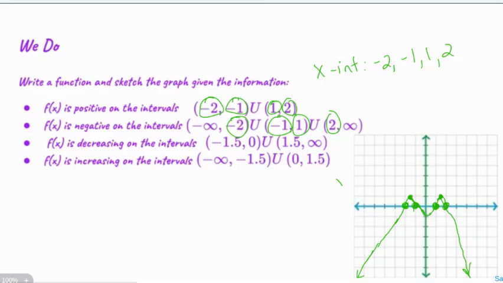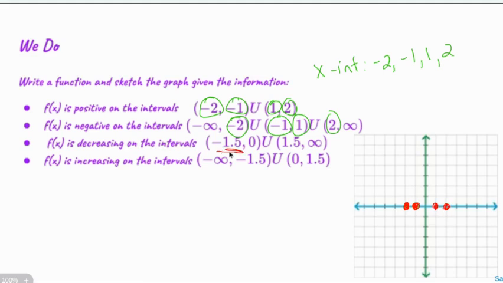So let's actually go over that a little bit differently, because I'm not loving the way I'm explaining that right now. We're going to keep our x-intercepts. We should always start there. Let's plot all these points first. I'm going to choose a different color. That's a terrible color to use. -2, -1, 1, and 2.